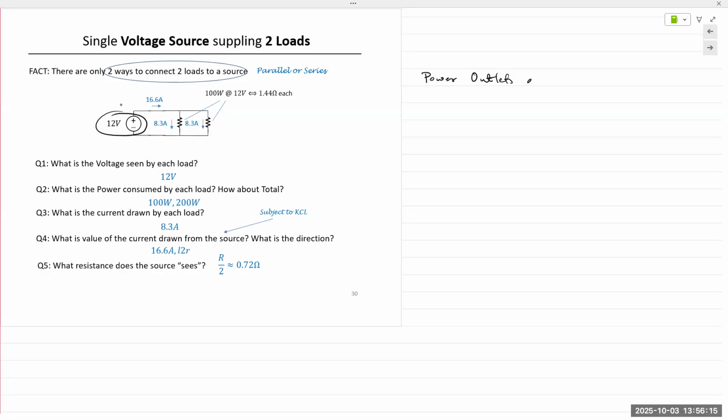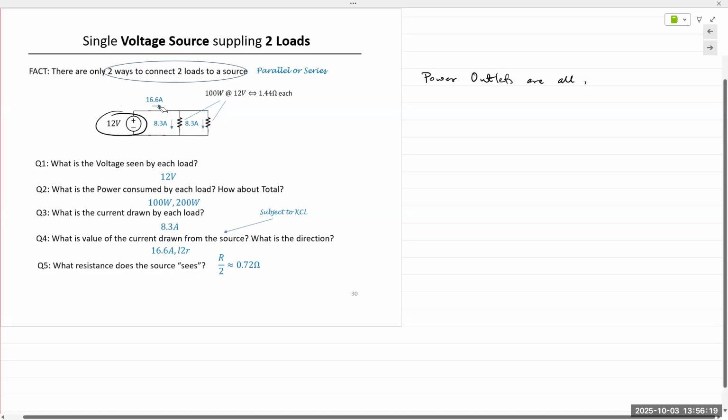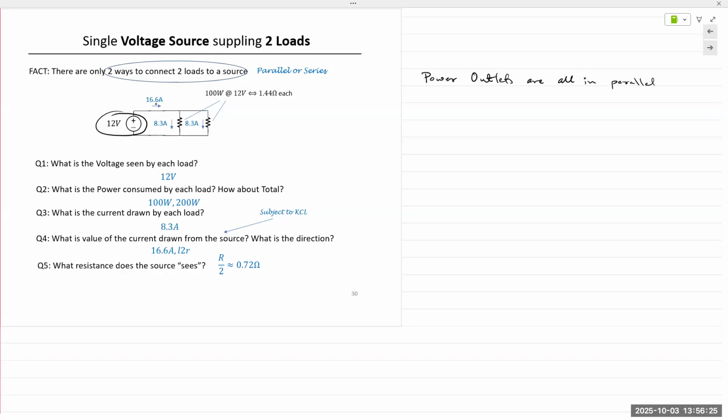So power outlets are all in parallel. Okay. And then we can take it to higher levels. All power outlets here are in parallel.